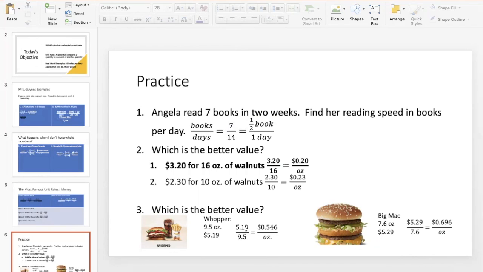So I divide $5.19 by 9.5, and the value of a Whopper is a little bit more than 54 cents per ounce. The Big Mac, I set up $5.29 over 7.6, and it is worth a little more than 69 cents an ounce. So which is the better value? In this case, you have to pay less for 1 ounce for a Whopper than you do for a Big Mac.